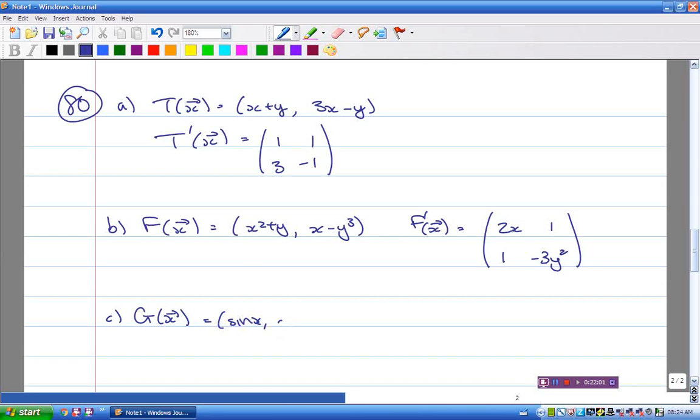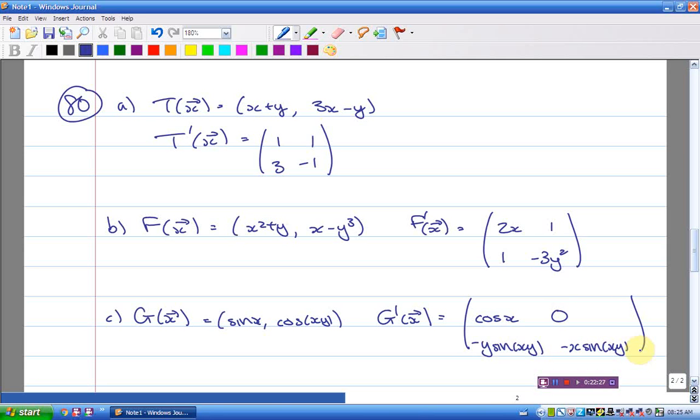Sine x, cos of xy. What does g dash look like? G dash looks like cos x, 0. Differentiate cos xy with respect to x. It'll be minus sine xy times by y. So minus y sine xy. And that'll be minus x sine xy.